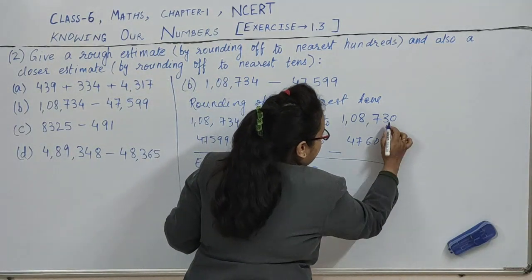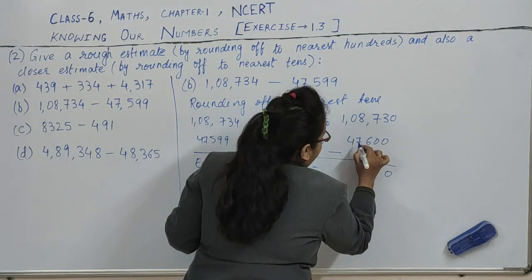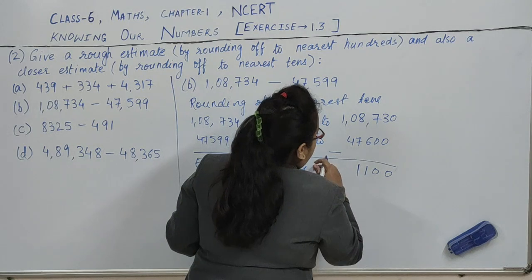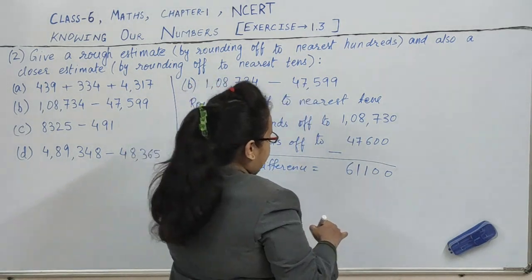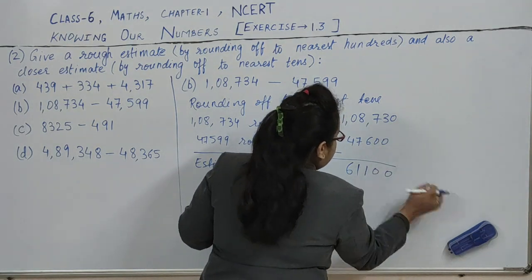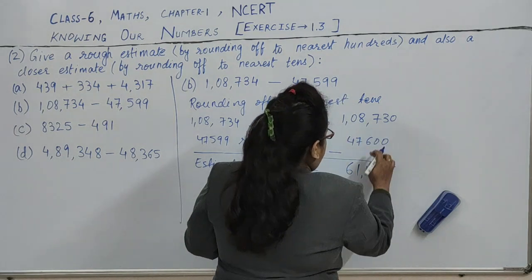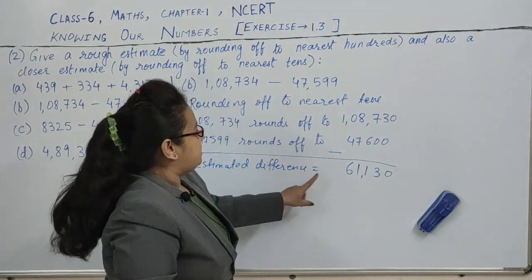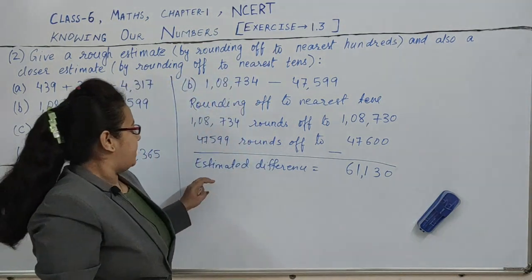0 minus 0 is 0. 3 minus 0 is 3. 7 minus 6 is 1. 8 minus 7 is 1. And this becomes 10. 10 minus 6 is this one. 3 minus 0 is 3. So the estimated difference is 61,130.